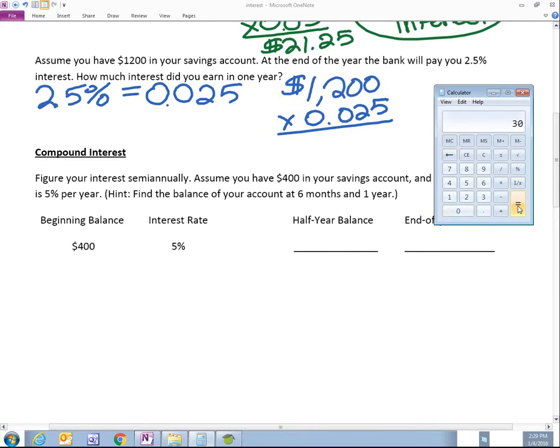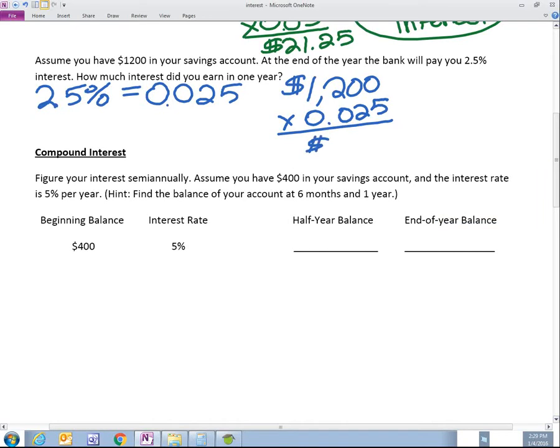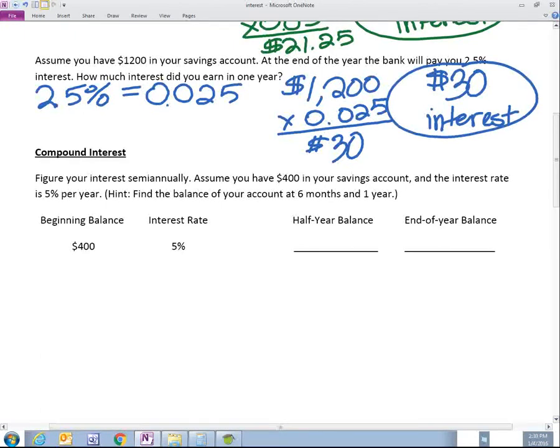And I got 30. And what are they asking? How much interest did you earn in 1 year? Good. So I can tell them that I earned $30 interest in 1 year.